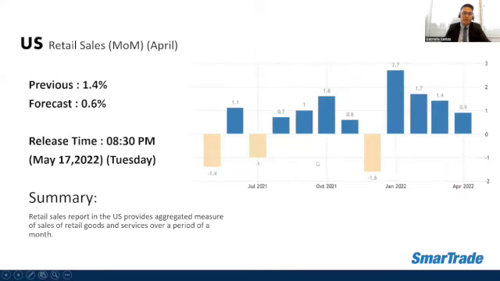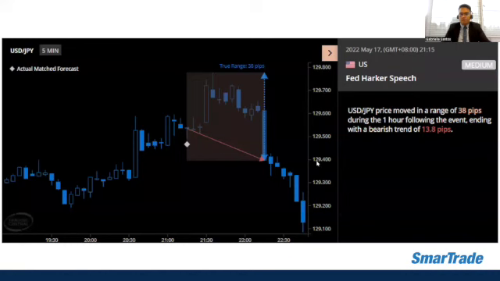And lastly, we have the retail sales for US on a monthly basis for the month of April. So the previous data was 1.4%, and the market forecast is 0.6%. And the actual data was 0.9%, so slightly higher compared to the market forecast, but it did not beat the previous data. To be specific on the dollar yen, the price moved in the range of 38 pips, and it ended with a bearish trend of 13.8 pips 1 hour after the event.